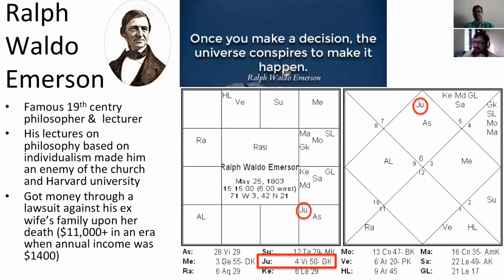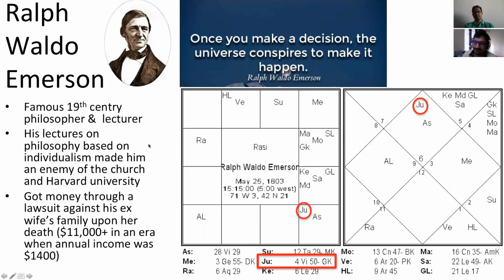So here another chart I wanted to show was that of Ralph Waldo Emerson. He's a famous 19th century philosopher and lecturer. Many people will be familiar with a quote by Ralph Waldo Emerson at some point in their life. It's showing that he has Jupiter in Uttara, and Jupiter is representative of church, religion, and educational institutions.